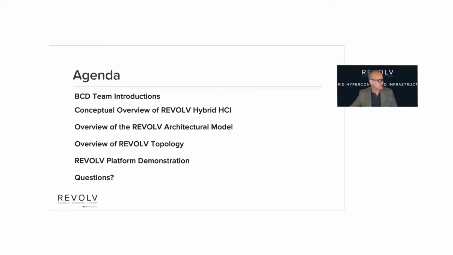So for the agenda today, we obviously have already covered the team introductions. We are going to talk about a conceptual overview of the REVOLV HCI model, or hybrid HCI model, and talk a little bit about how we got here. It's been about 2 years now that my team has been working and evaluating different options in hyperconvergence. And there are a lot of factors that really led us down this road that we'll talk about.